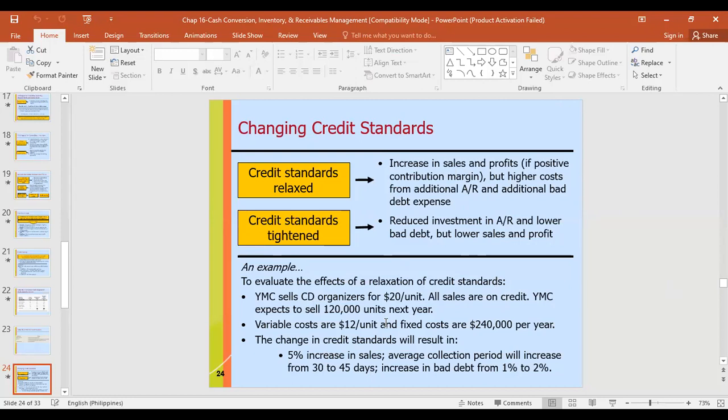And then this is a relaxation for sure because there is an increase in sales. And then there's also an increase in bad debt from 1% to 2%. Our collection period would also increase. The costs are not mentioned anyhow, but the period is affected because we have more sales.